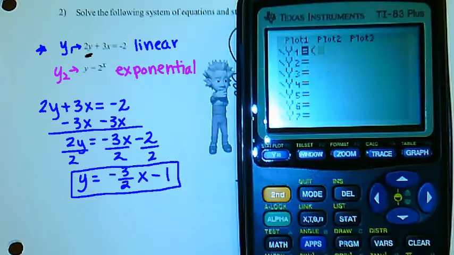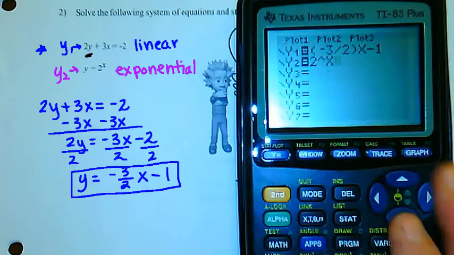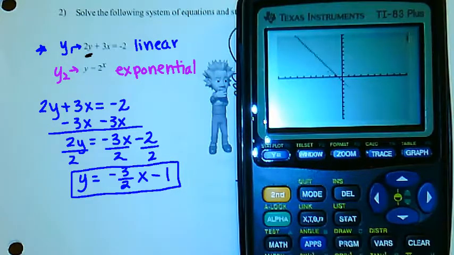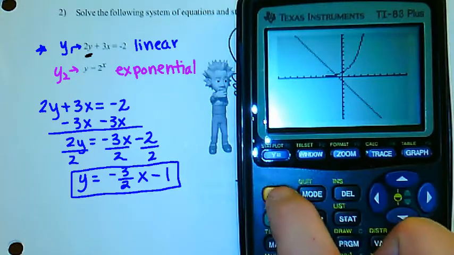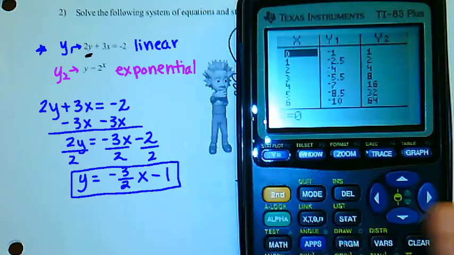So whenever we do a fraction, remember we always do this, and I'm going to do an x on the outside, minus 1. And my other one is 2 raised to the x. So we'll take a look at our graph. There's our line. And there's our exponential function. So I see again that it's only going to be one intersection point. So go ahead and look at the table.